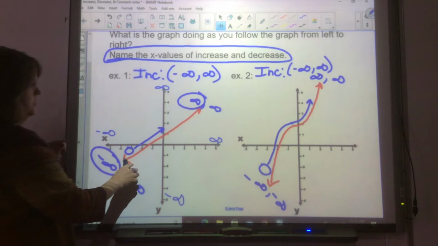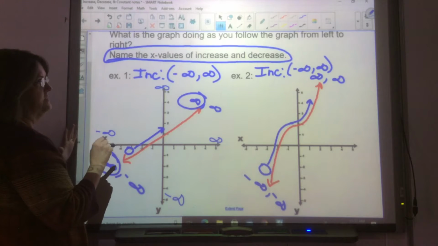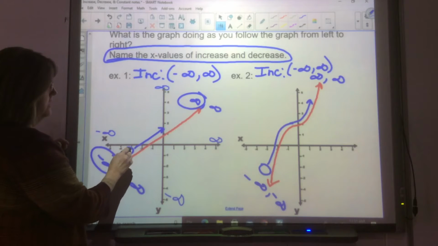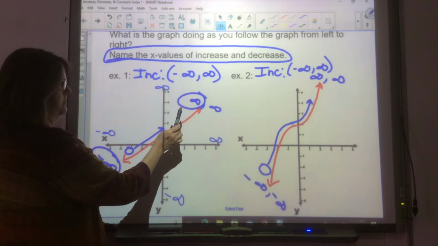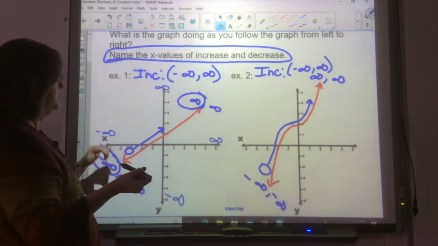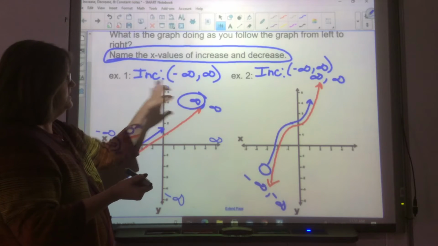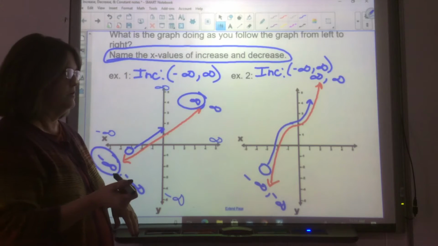So here's the graph. The graph is in red. We're going to put a rock on the left side, because remember this is what the graph is doing from left to right. So we have a rock and we're pushing it. Which way are we pushing it? We're pushing it up. And we always want to label with the smallest x value to the largest x value. So this is going from negative infinity to infinity. It is an interval of increase and the graph does not decrease.